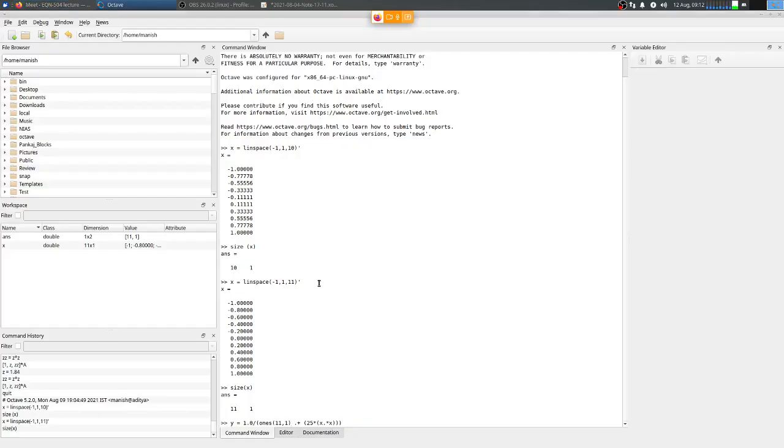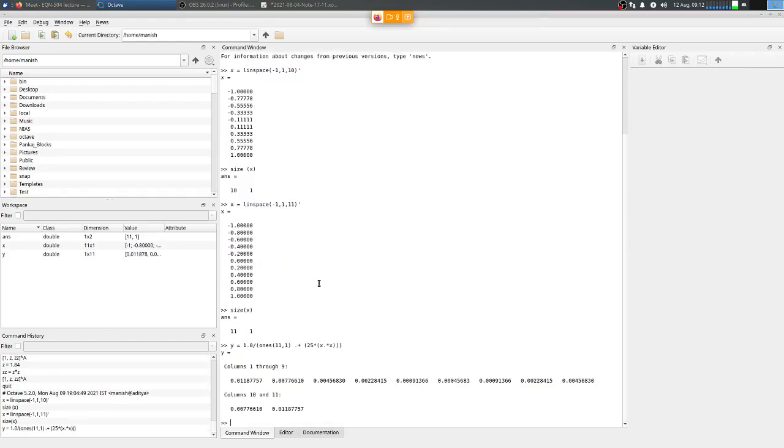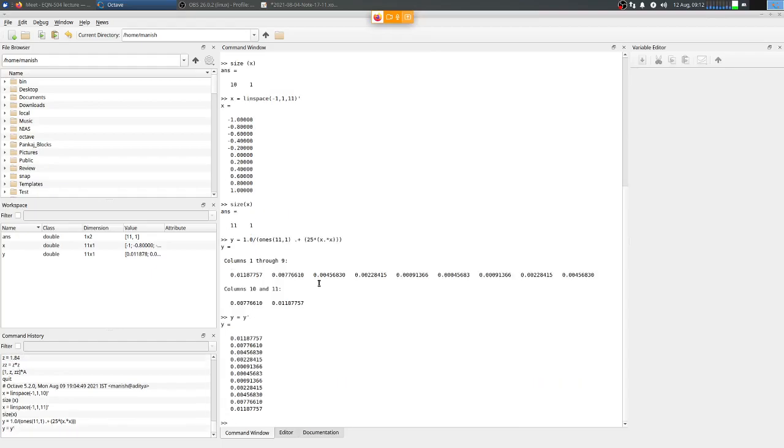And if you, this again gives me a column vector, row vector. So I just, if you want, I can plot this.